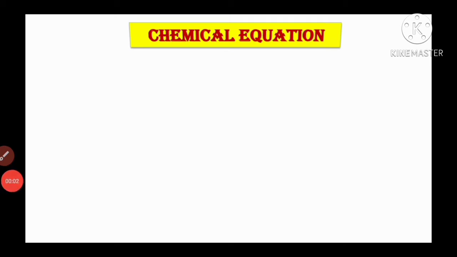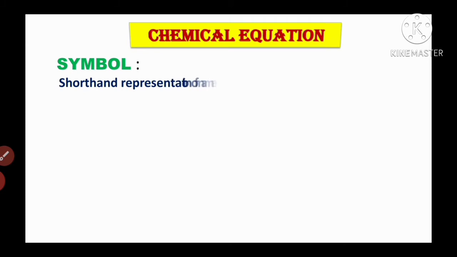Before knowing about chemical equation, let us know what a symbol is. A symbol is the shorthand representation of the name of an element. Whatever the name of the element, the shorthand representation of that name is called the symbol.